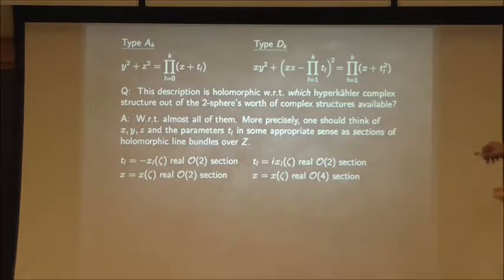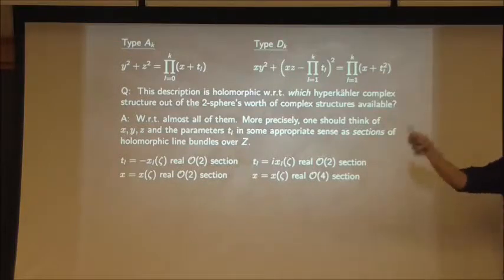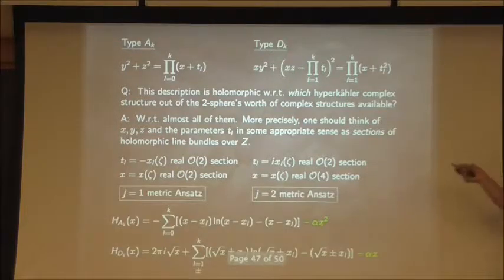Now, the parameters t_l in both cases are just O(2) sections. Those are kind of dead parameters. They just sit there to remove the singularity, but they are not coordinates. That's a very nice story, how you handle this. I'm going to skip most of the details.